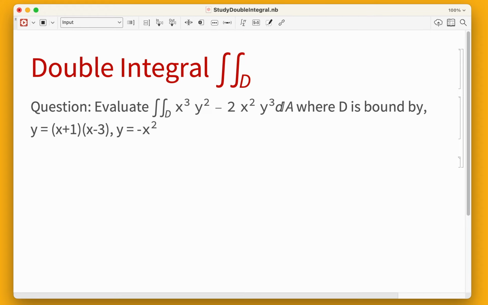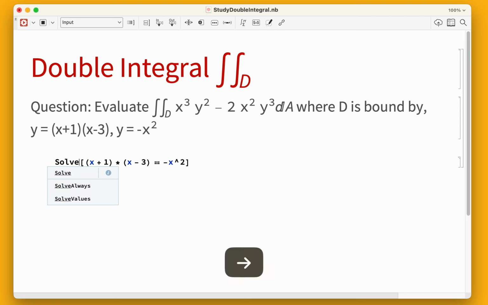Basically, we need to solve the equation that is formed by substituting the value of y. So the equation will be (x plus 1)(x minus 3) equals minus x square, right? This is our equation, and we want to solve it. This is Mathematica, by the way. Here we put it in square brackets, and then we just say Solve, and that should do it. It will give us the results.